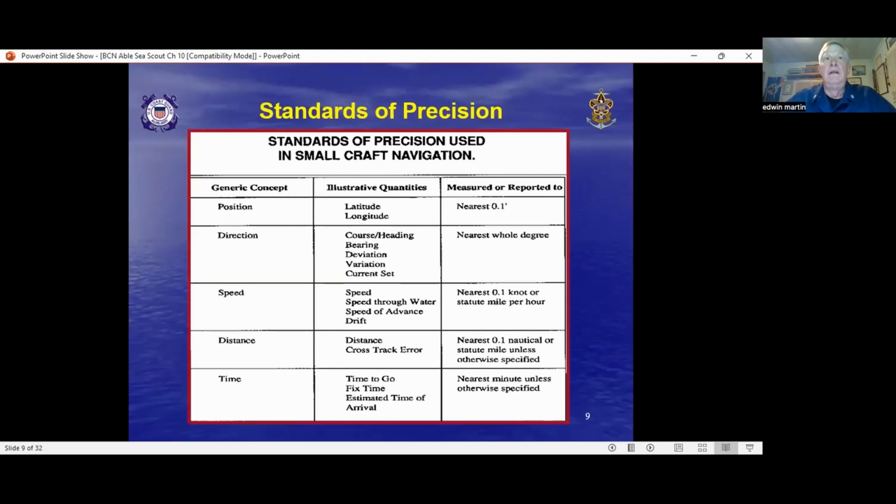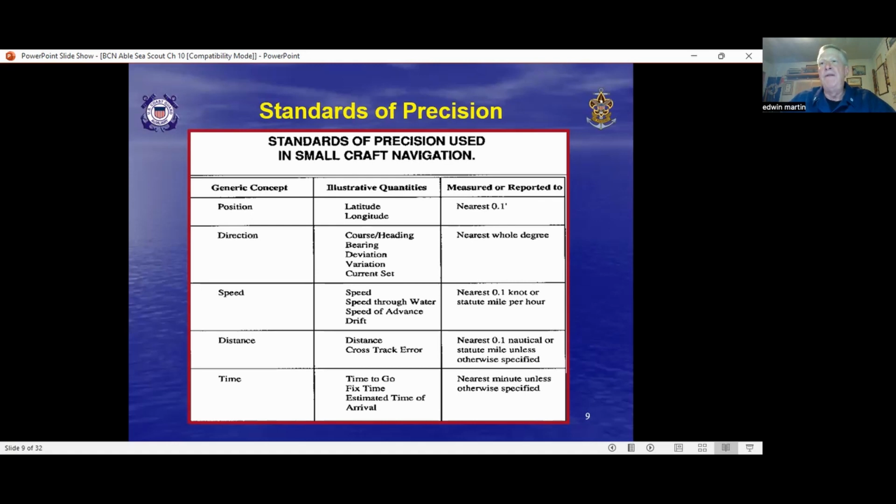Okay. There are standards of precision for latitude and longitude. For our work, for navigation, we can go to the nearest 10th of a minute. For direction, either the course headings, the bearings taken, your deviation, your variation, your current set, we'll go to the nearest whole degree.